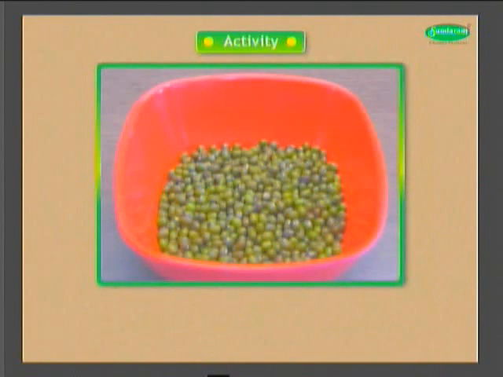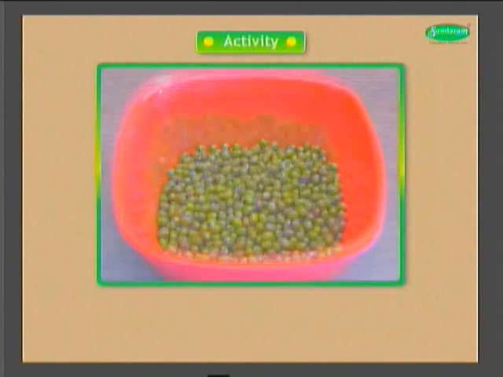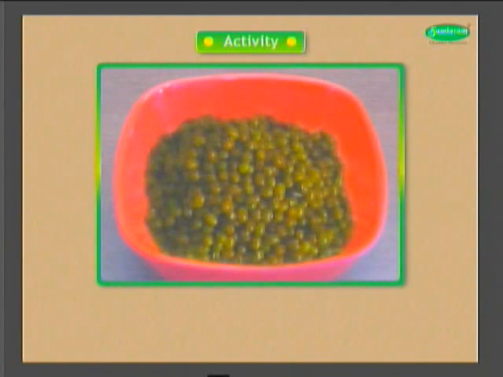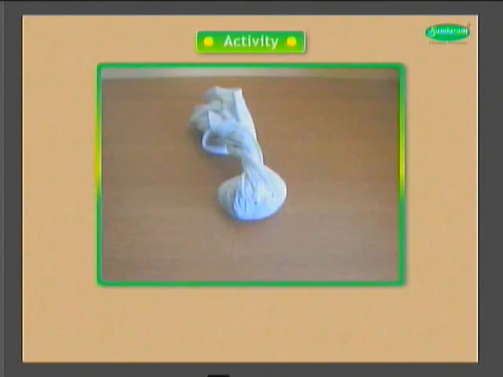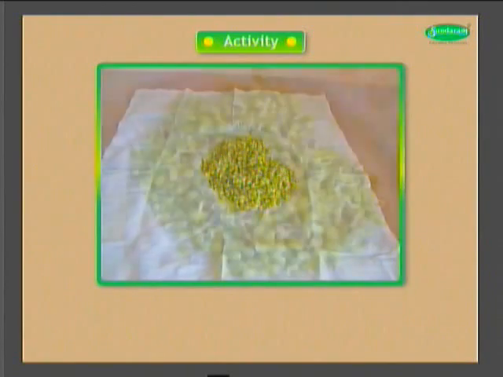Activity. Soak a few seeds of green gram in water. After 7 to 8 hours, drain the excess water. Keep the seeds in a wet cloth for a day. Open a seed carefully and observe the different parts.